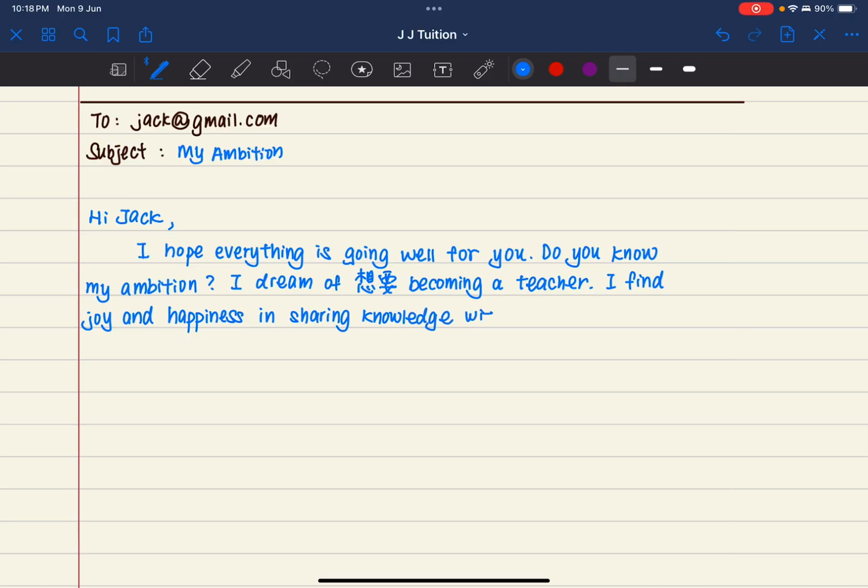With others. So this is your point. The point here is sharing knowledge. Next, we can use linkers, like next, beside that, moreover. For example, I write down beside that.